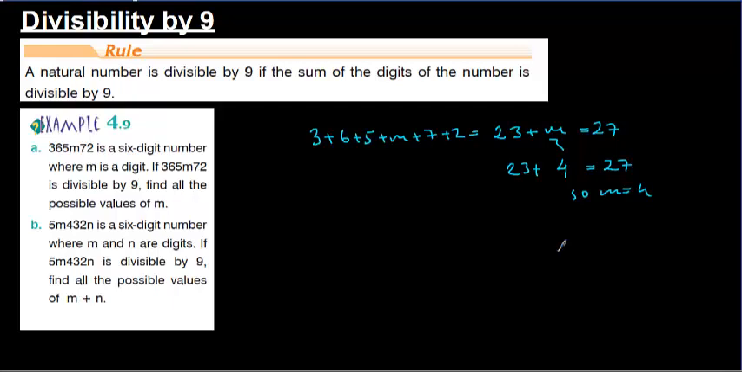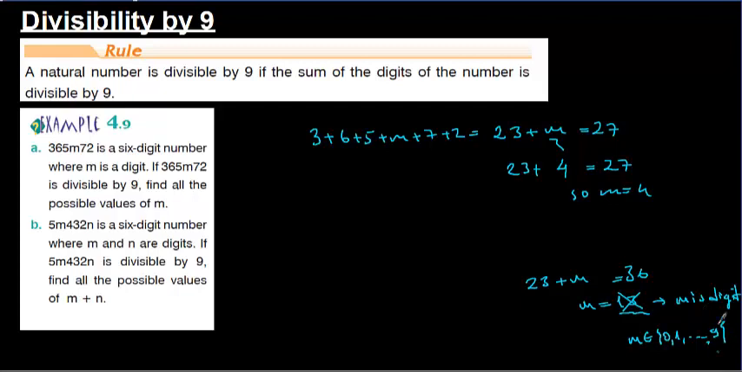The next number that's divisible by 9 is 36, and for 36, 23 plus m, m is going to be equal to 13. But this is not possible because m is a digit. If it is a digit, it must be an element of 0, 1 till 9. The maximum number is 9. That's why m cannot be equal to 13 here.